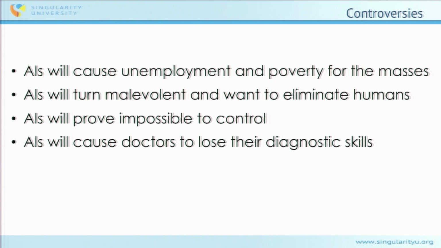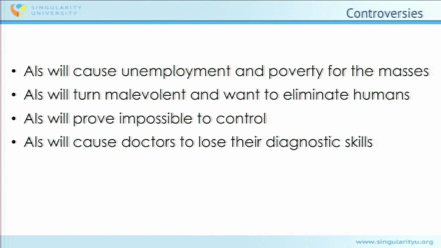So some controversies. Many people think that AIs will cause unemployment and poverty for the masses. They certainly will cause some unemployment. Poverty, I think, is really a function of what we do with the massive amounts of wealth that get generated by AI and other exponential technologies. We'll have abundance at our disposal. It's a question of how we choose to distribute it. AIs will turn malevolent and want to eliminate humans. I think that's unlikely. That's sort of our own neurosis.